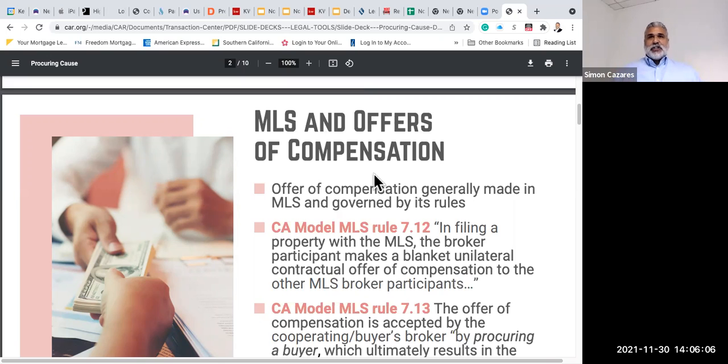Now, I'm not an attorney, and most of the information I'm going to provide you is an avenue for how to navigate and ultimately make it a win for you and your potential client, or at least get paid a commission. So an offer of compensation is generally made in the multiple listing service and is governed by its rules.